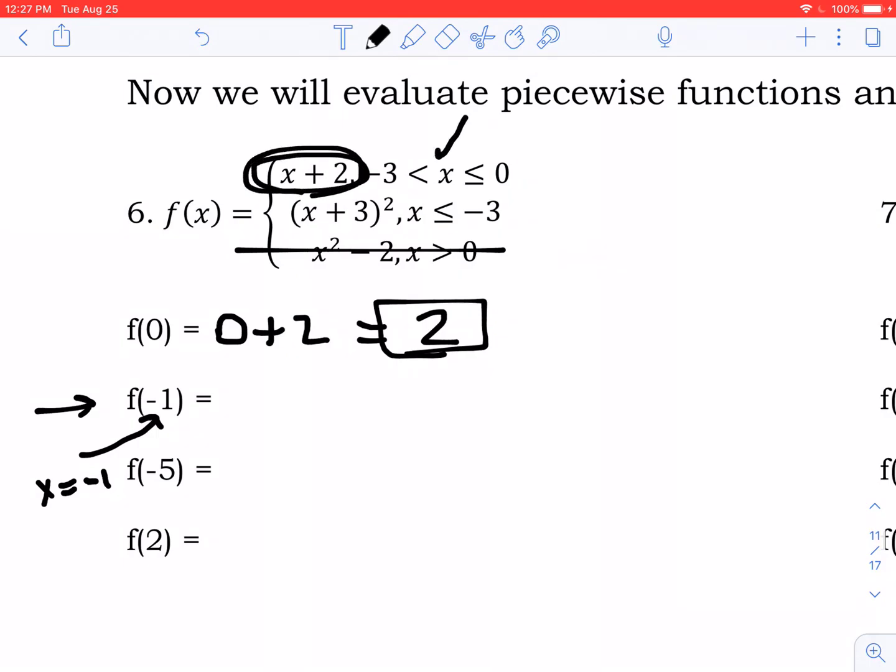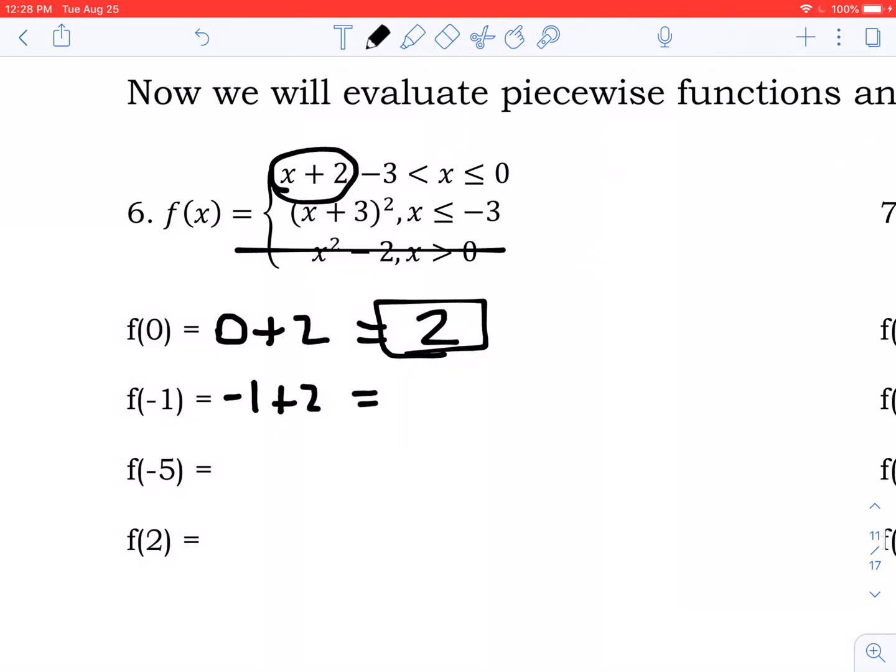Because look, if you plug in a negative 1, is this true? Is negative 3 less than negative 1, but it's less than 0? And that is true. That actually checks out. So when x is negative 1, that is less than, or to the left of 0, but bigger than negative 3. So the top function here, x plus 2, is what I would plug negative 1 into. And when I plug negative 1 in for x, that's negative 1 plus 2, which is positive 1.